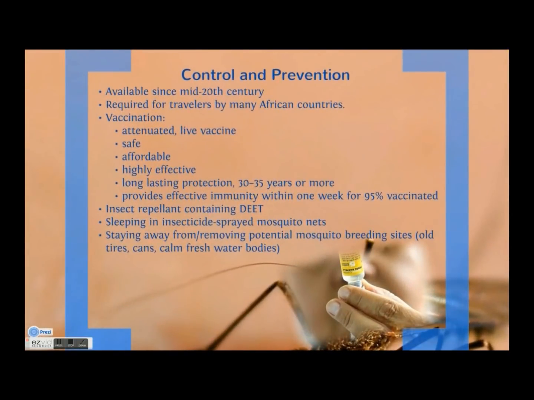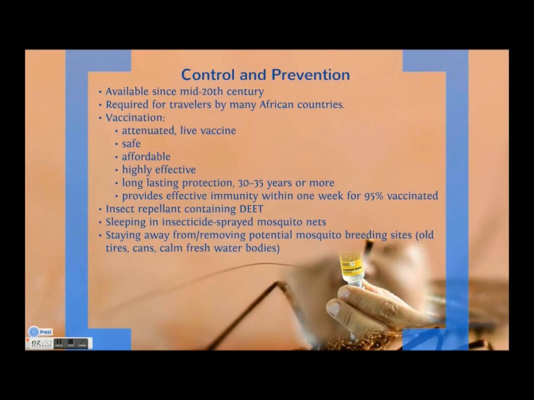A yellow fever vaccine has been available since the mid-20th century and is required for travelers by many African countries. The vaccine is a live attenuated vaccine, meaning it lasts longer. However, there are risks that mutation could reverse the attenuation of the virus. This risk is very low. The vaccine is safe, affordable, and highly effective, with immunity lasting from 30 to 35 years or more. Immunity is effective within 1 week for 95% of those vaccinated.